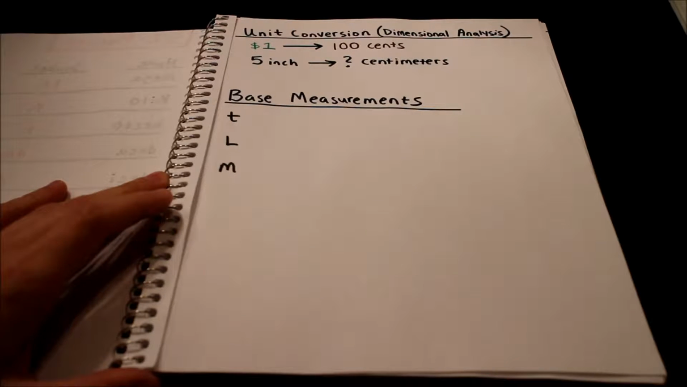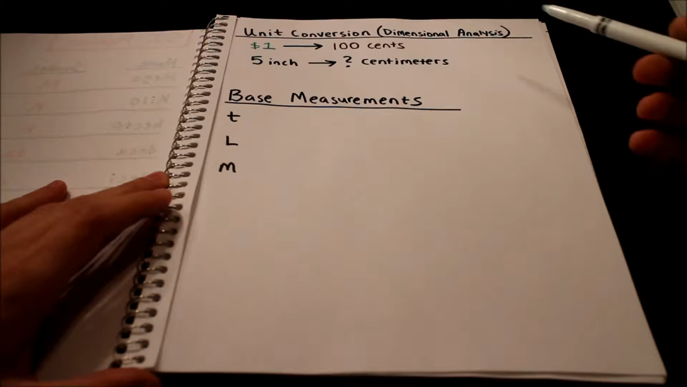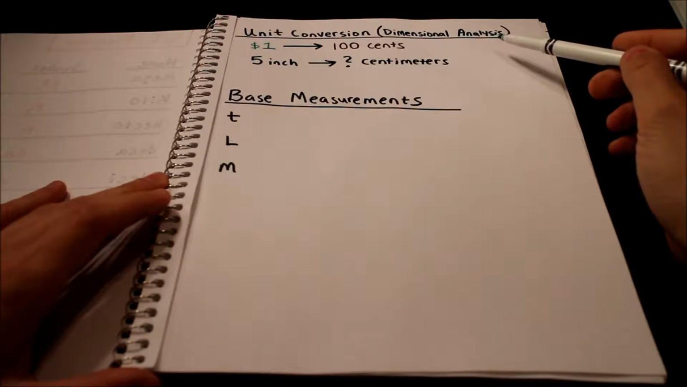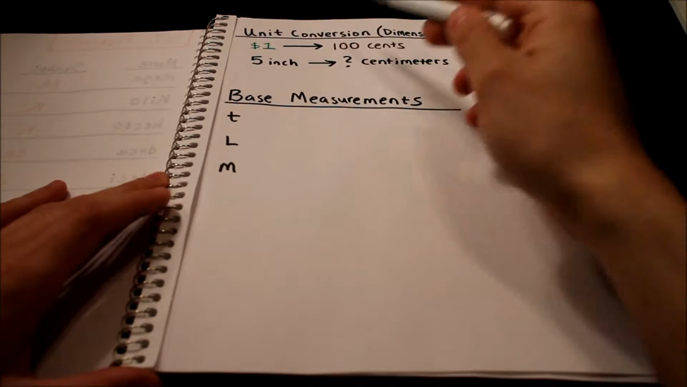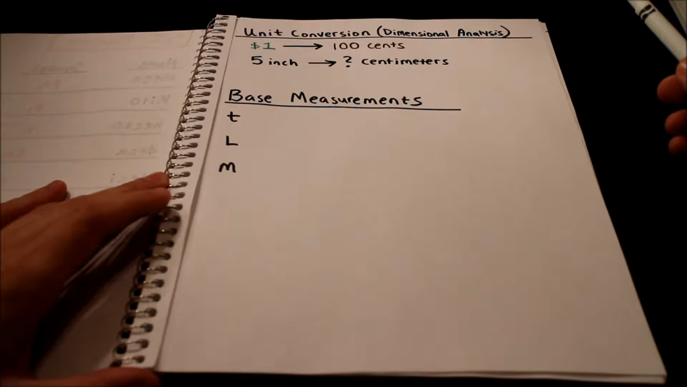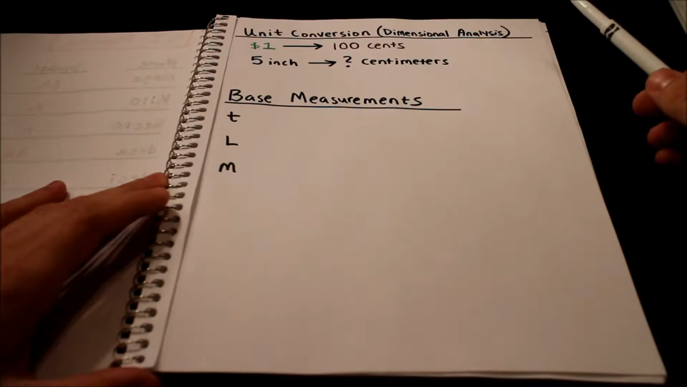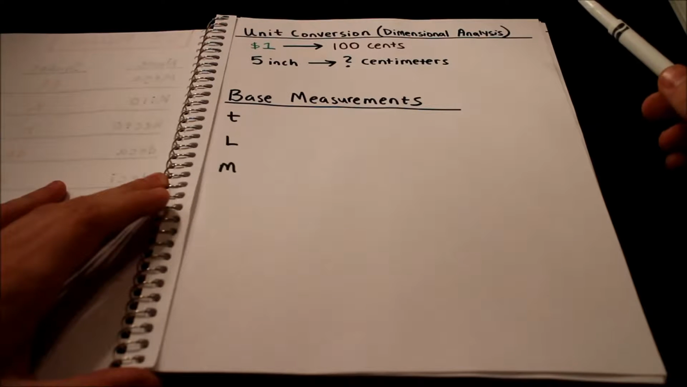Today we're going to cover unit conversion. Sometimes it's called dimensional analysis. That's kind of a really fancy way of saying it, but it's really just unit conversion. So to start things off, we're just going to look at a really quick, easy example. And I'm going to try to make this the easiest explanation that I possibly can.